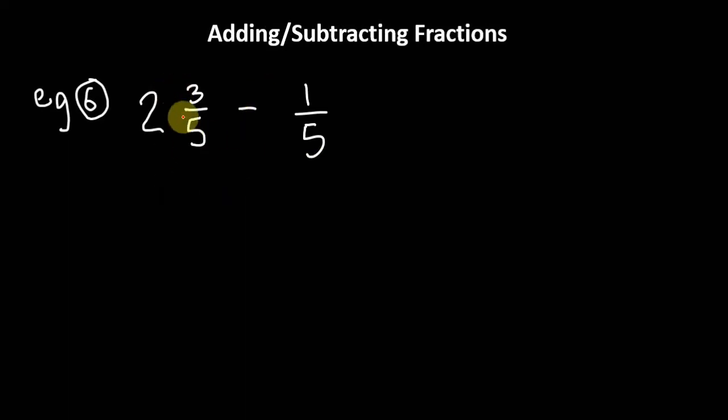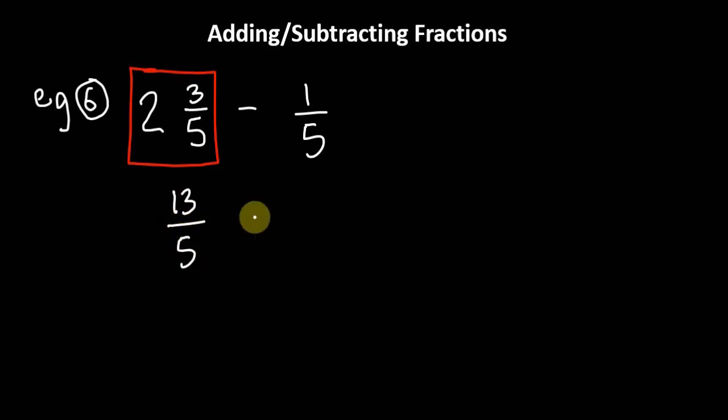Now what we are required to do here is to first convert the mixed fraction, and notice here, unlike the previous example, we only have one mixed fraction. So we'll only be required to convert this mixed fraction here, which is the 2 3/5. And when we convert 2 3/5, what will we get? 2 times 5, that's 10, plus 3, that's 13 over 5.